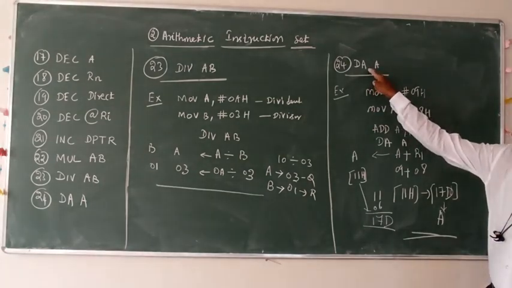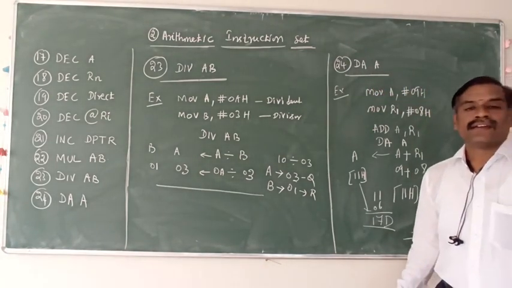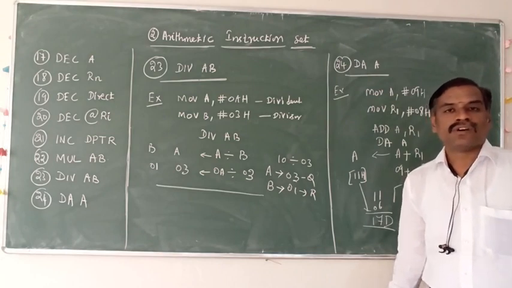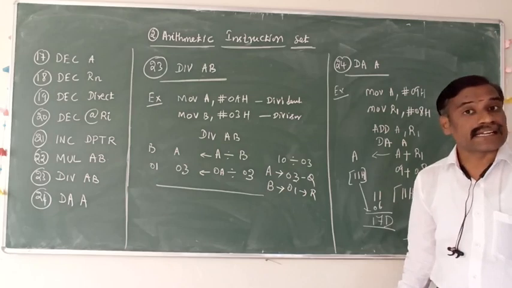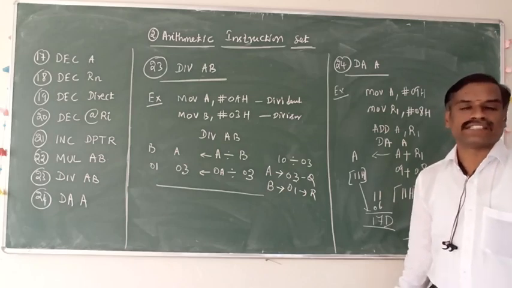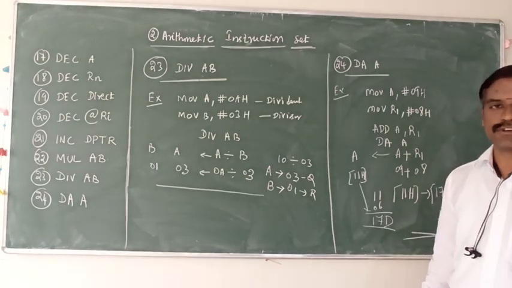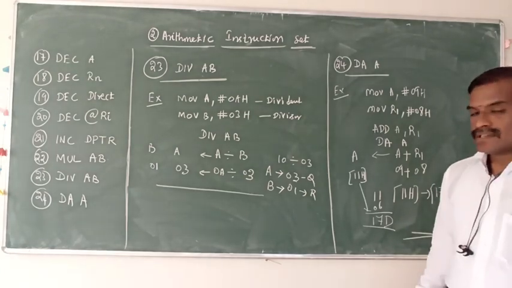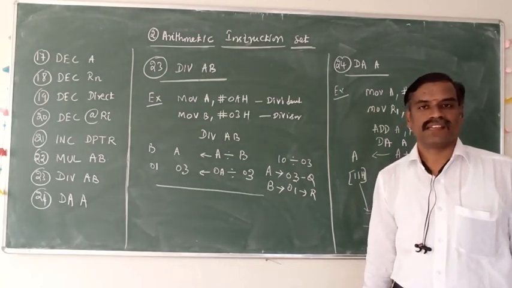DA means decimal adjustment of the accumulator content. Okay, the hexadecimal value available only in the accumulator, only that result it will adjust to convert the hexadecimal to decimal format. Okay, any doubt? No. Thank you.